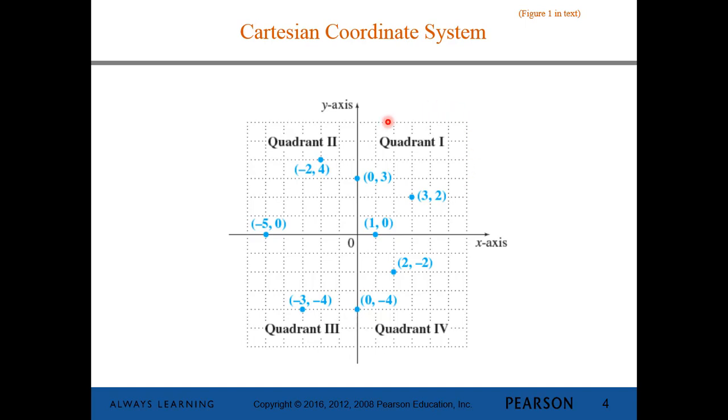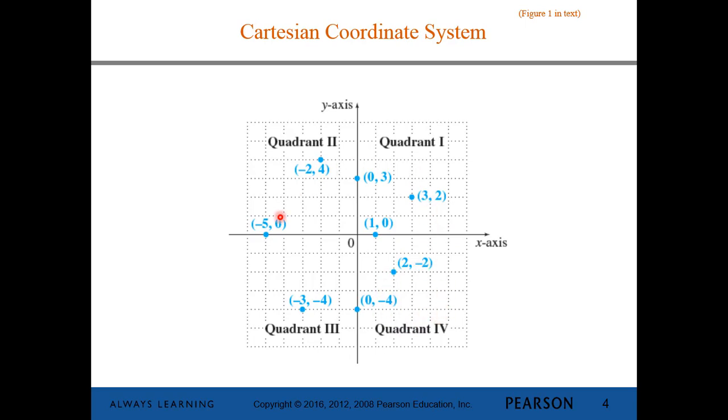So then you know that anything that falls in this quadrant is going to be positive in both, right? So positive x and positive y. Anything in the second quadrant is going to be negative x and positive y. Anything in the third quadrant is both negative, so the x and the y are both negative. And then anything in the fourth quadrant is going to be positive x and negative y.